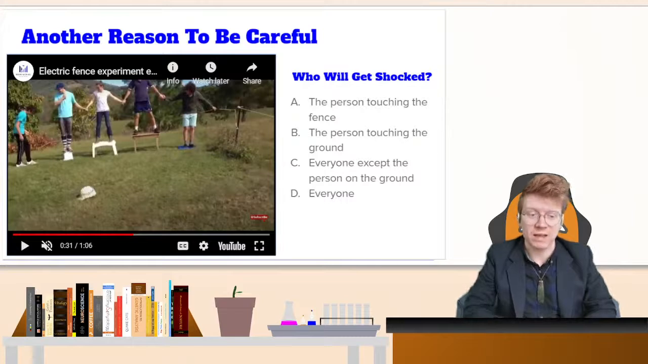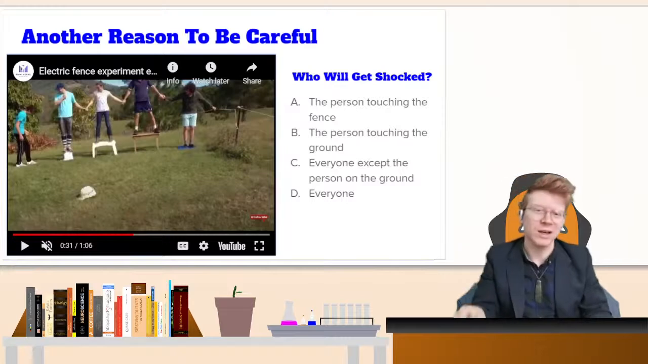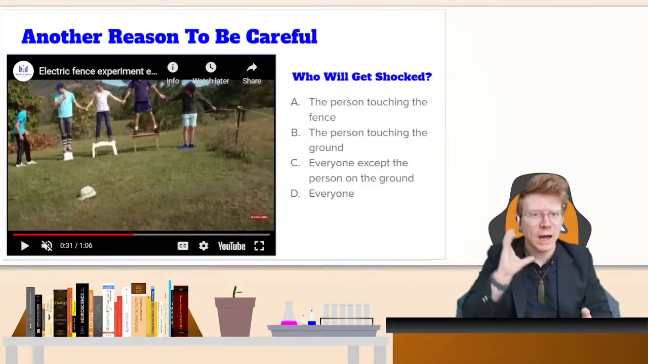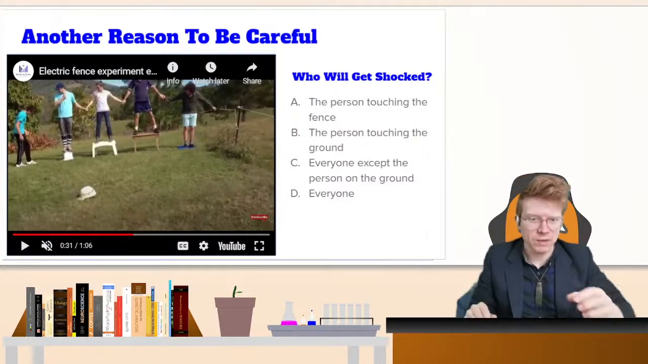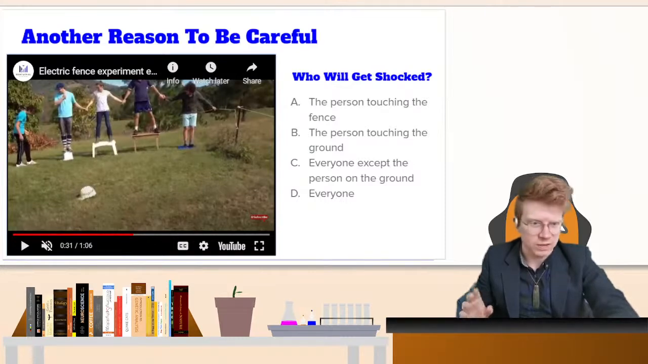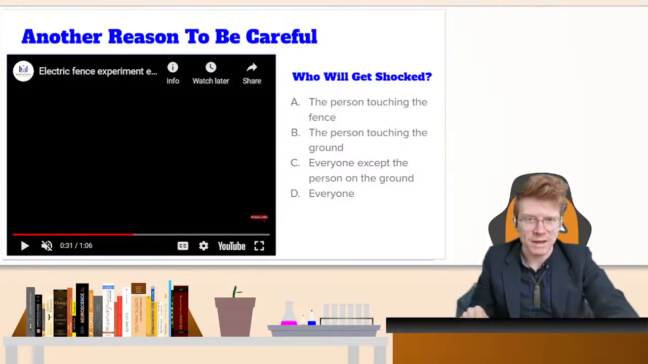If you think everybody except the person who's standing on the ground is going to get shocked, you can type C in the chat. If you think everyone's going to get a zap and everyone's going to be hurting, you can type D in the chat. If you're watching this later on, you can either type it as a comment or keep it in your mind. And I'm going to reveal the answer in 5 seconds, so get your vote in.